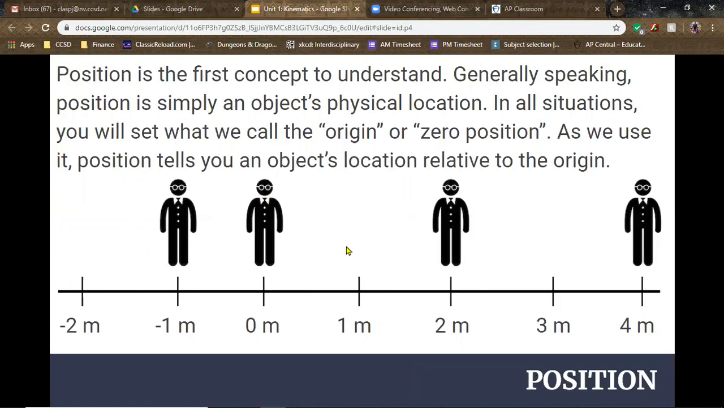This is one of the first things that you want to identify in problems. Do I have an origin? Do I have a zero position? What is it? Because that's going to help define some of the other concepts that we're going to talk about.